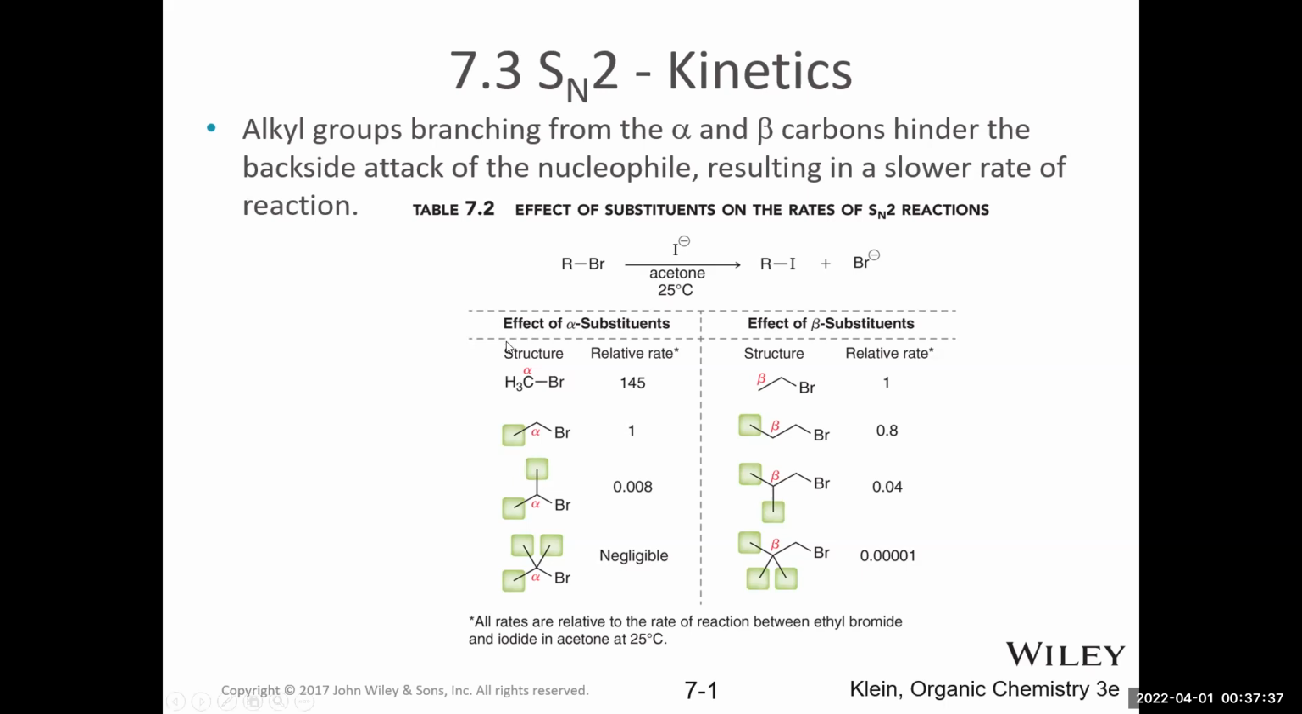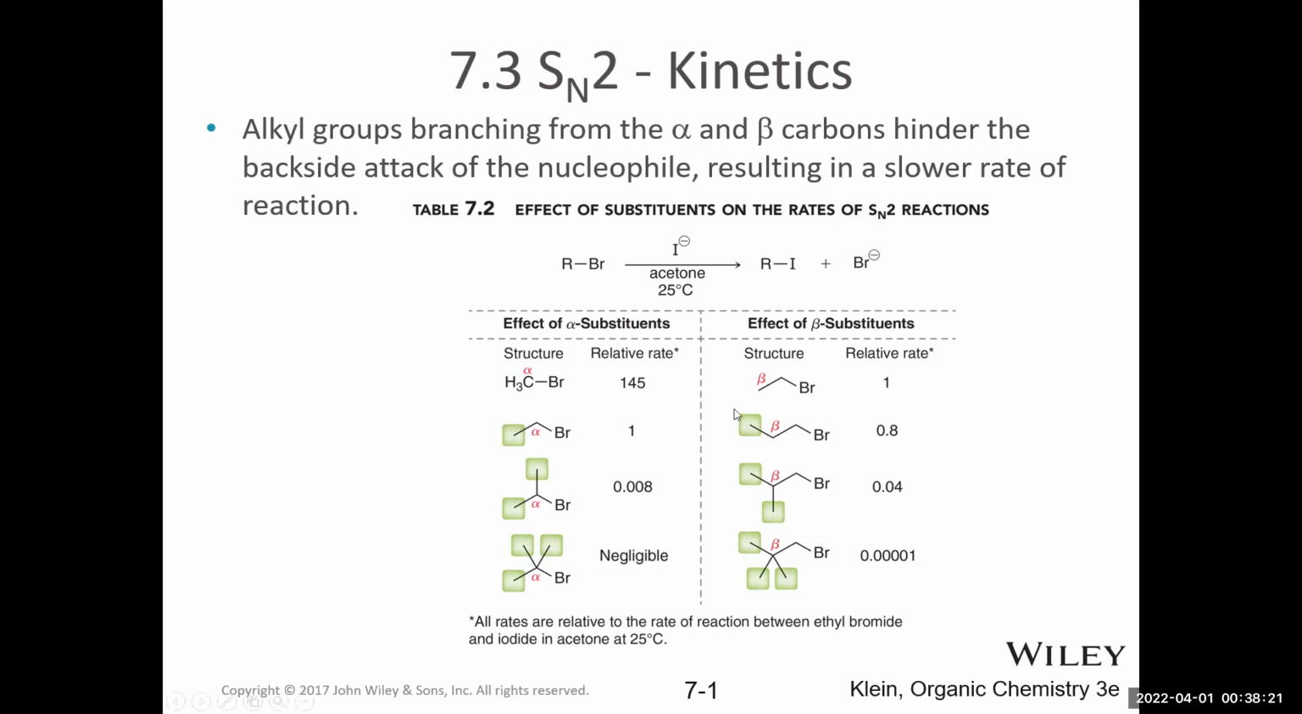So the structure here on the left-hand column looks at branching at the alpha carbon. Recall that the alpha carbon is the carbon attached to the halogen. And if it's just a methyl group, we call it methyl. If the alpha carbon has one carbon attached, we call that a primary alkyl halide. This would be a secondary followed by a tertiary alkyl halide. We see that the relative rate goes down to essentially negligible or no reaction with a tertiary alkyl halide, which shows us that branching at the alpha carbon decreases its reactivity in an SN2 reaction.